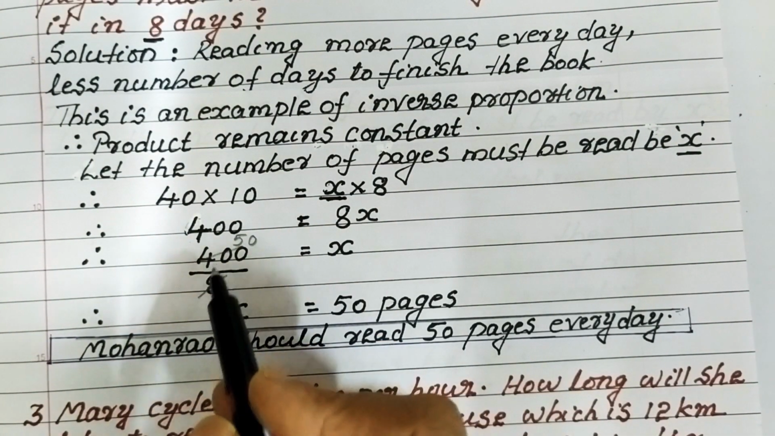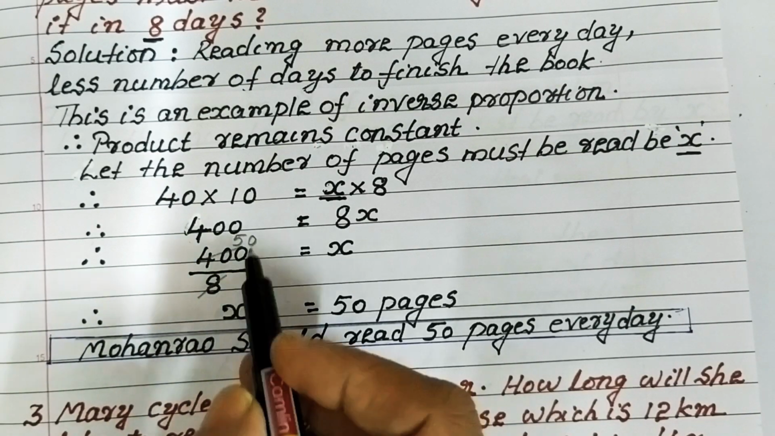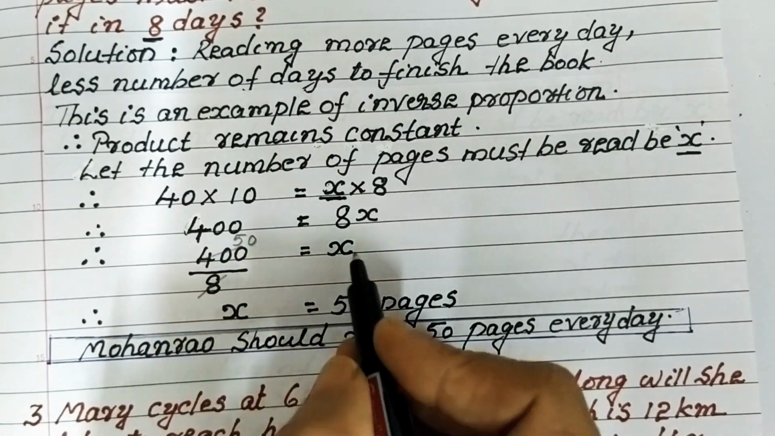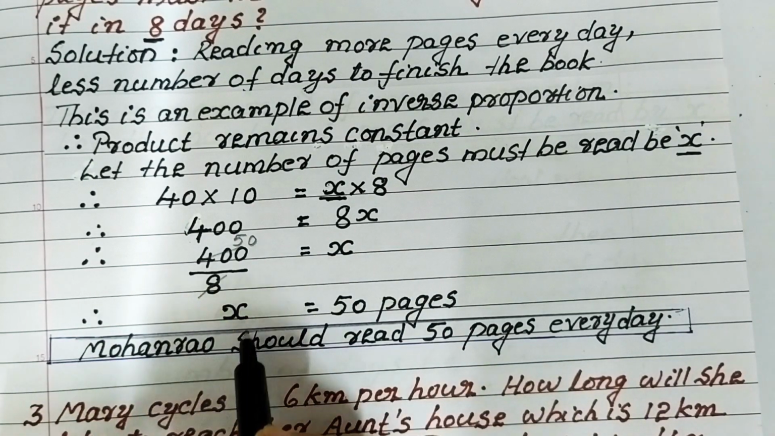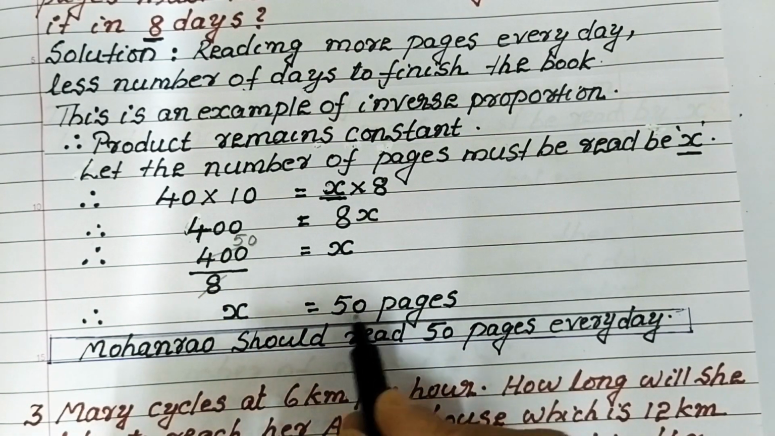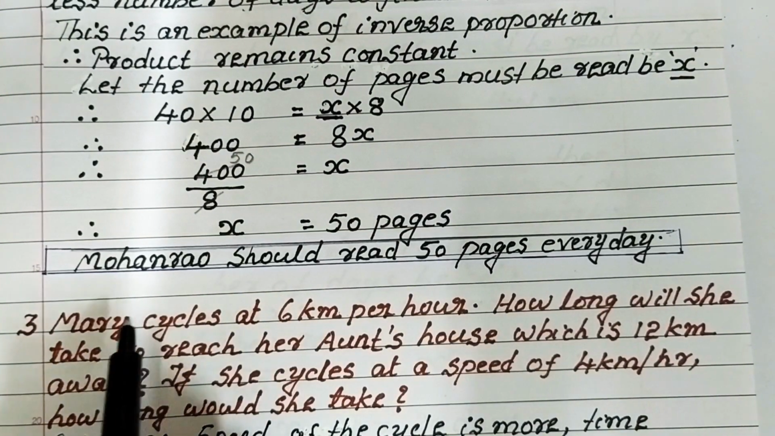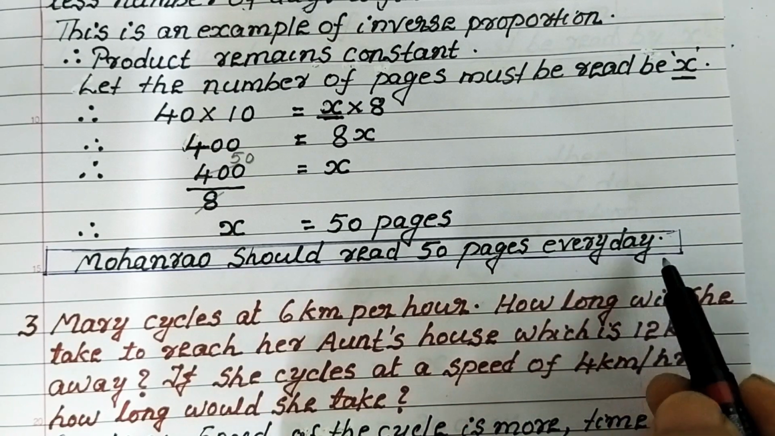Take this 8 to this side, it becomes division. 400 divided by 8, 8 fifties are 400, equals x. Therefore, x equals 50 pages. So, you can write the last statement: Mohan should read 50 pages every day.